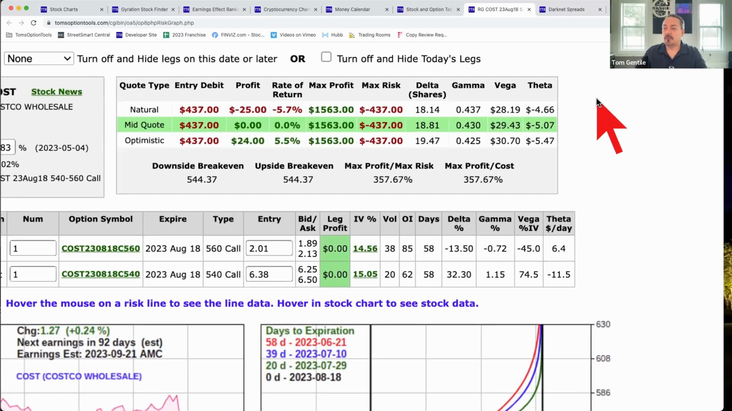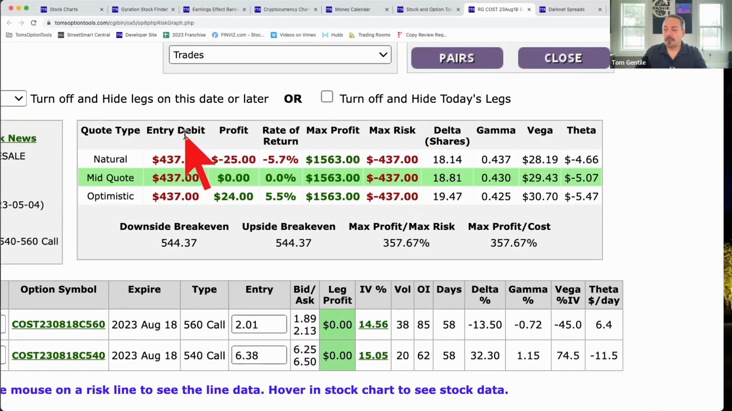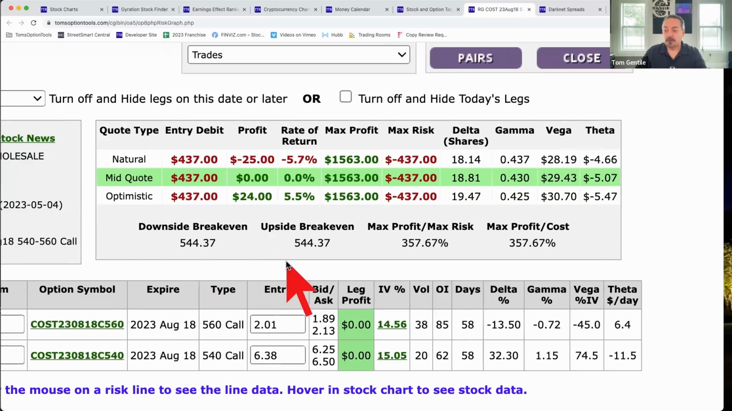So here's the data that you want to see. What's the risk? The debit, 437. That's your slippage right there, 25 bucks, okay? 5% slippage. Typical on a stock option like this with an August expiration date. But check out your max profit. It's over 1,500. Your max risk is 437. That's better than 350% reward to risk ratio. And then down here you've got your break even, which is 544.37. That's the hurdle that you got to get above by expiration in order to break even on the trade.